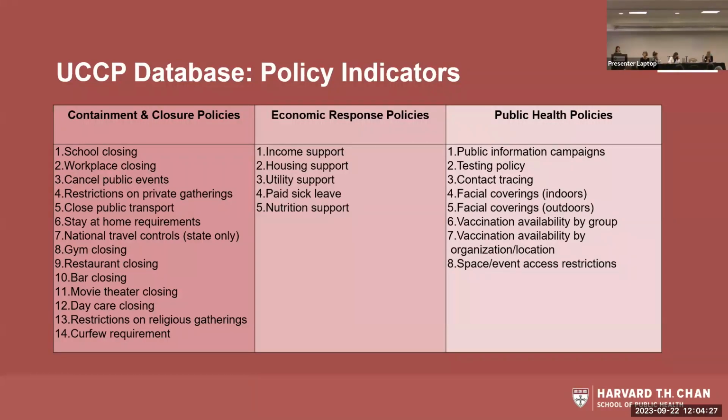Again, the main difference between the Oxford database and ours is we included more economic response policies, and there were some policies that just aren't relevant for counties. So like number 7 in that first column, travel controls, that's not something really done at the county level. That's more of a macro geography area.